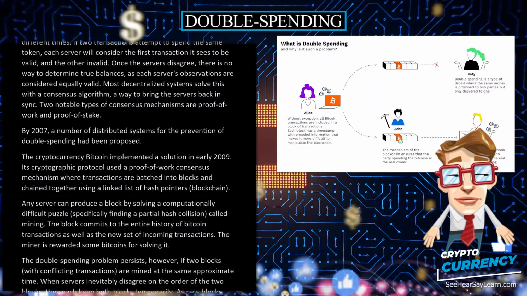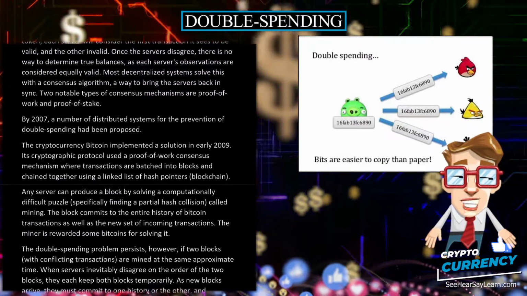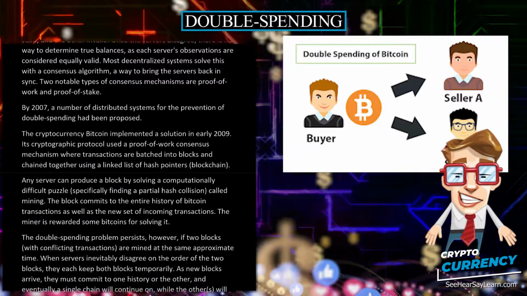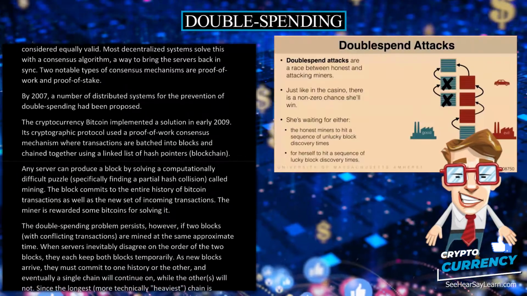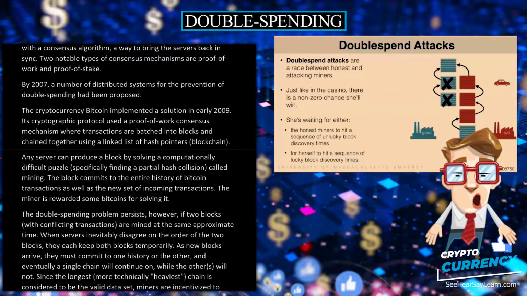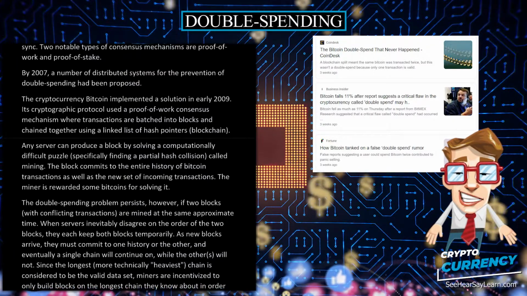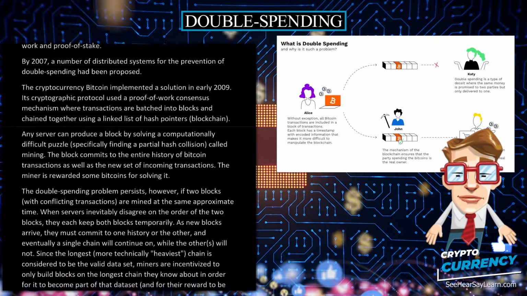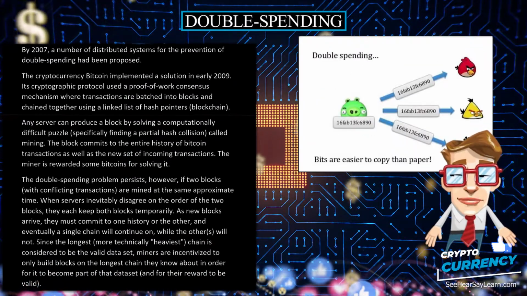Its cryptographic protocol used a proof-of-work consensus mechanism where transactions are batched into blocks and chained together using a linked list of hash pointers, the blockchain. Any server can produce a block by solving a computationally difficult puzzle, specifically finding a partial hash collision, called mining. The block commits to the entire history of Bitcoin transactions as well as the new set of incoming transactions. The miner is rewarded some Bitcoins for solving it.